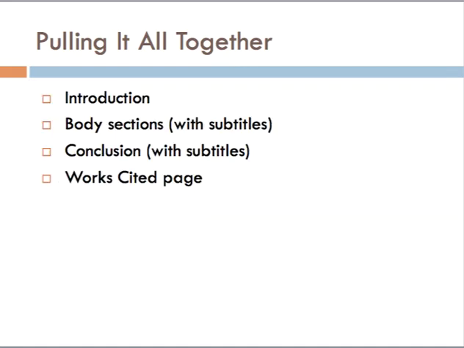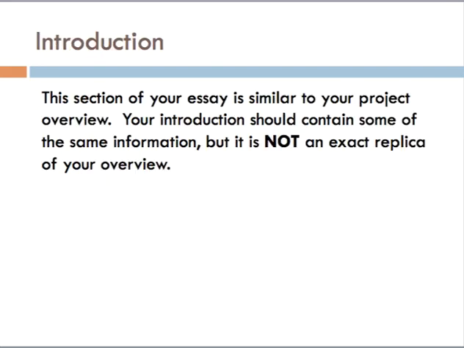So these are the sections that your rough draft and final essay need to include. You're going to need an introduction. You're going to need body sections that are all subtitled. You're going to need a conclusion that also has a subtitle, and it should be titled something other than conclusion. And then you're going to need a works cited page. So we're going to just go through these one by one. So we'll start with the introduction.